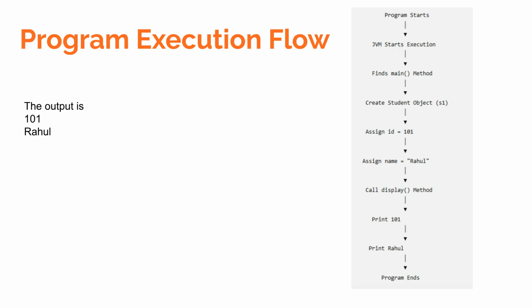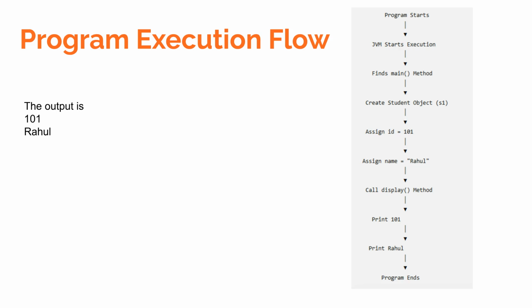Step 3. Create the object. Java creates a new Student object in memory. Memory is allocated in the heap. The reference variable s1 stores the address of that object. Step 4. Assign value to id. Java stores 101 in the object's id variable. Step 5. Assign value to name. Java stores Rahul in the object's name variable.